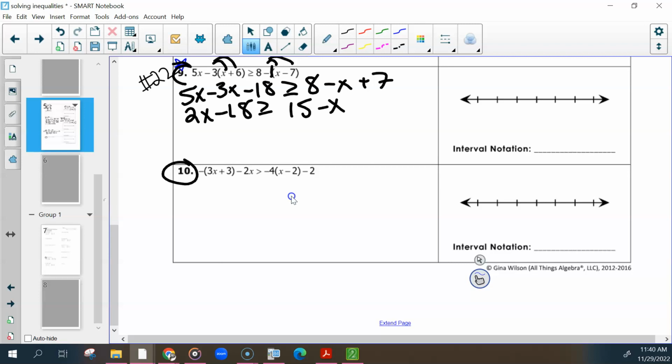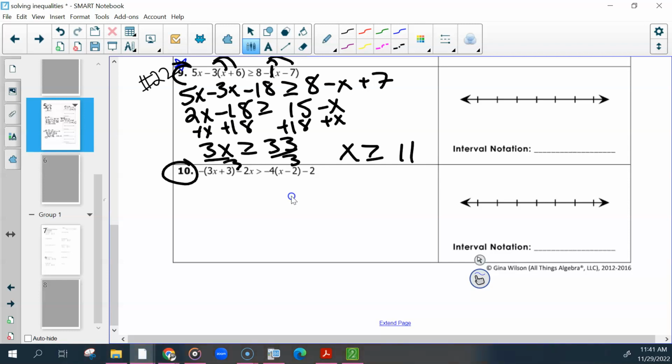And then move. So we can add x to the left and add 18 to the right. So we have 3x is greater than or equal to 33. Divide both sides by 3. So x is greater than or equal to 11. The sign would not change. We're not dividing by a negative.